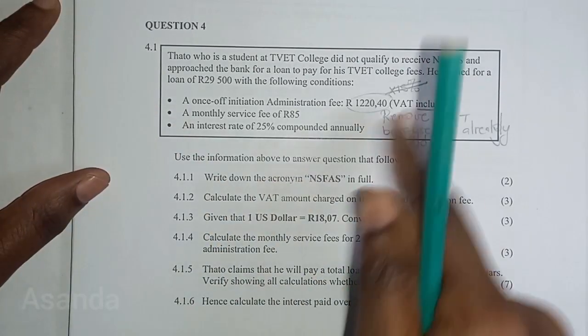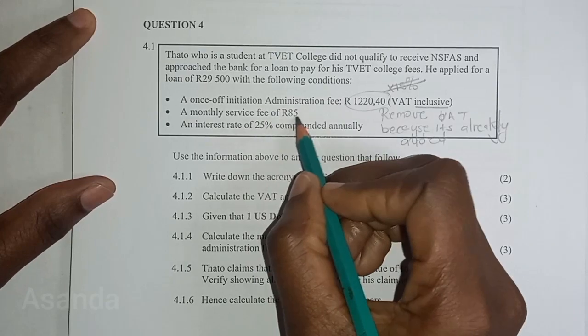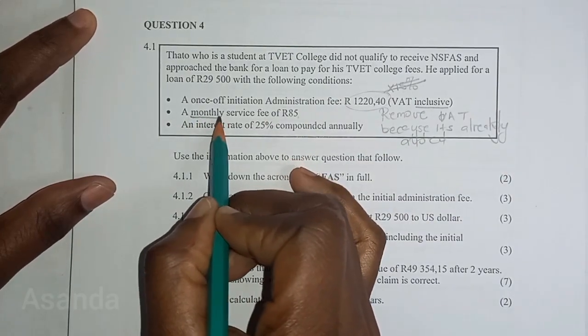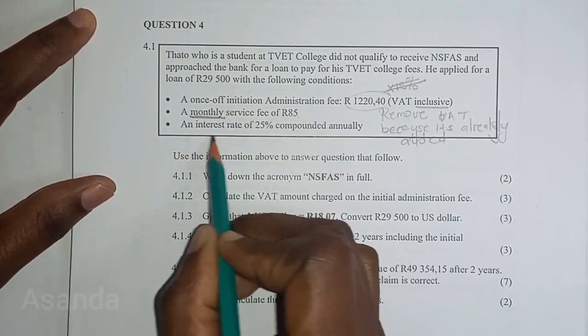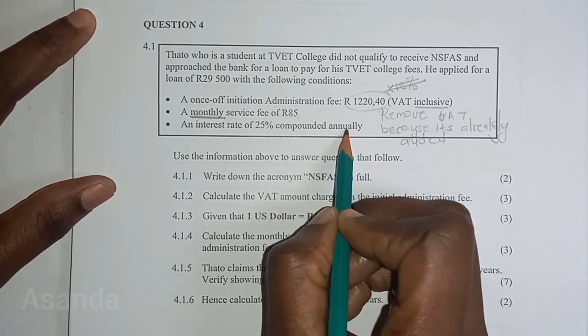So you can't add VAT here. It's already been added. A monthly service fee of 85 Rand. So note that this one is monthly. An interest rate of 25% compounded annually.